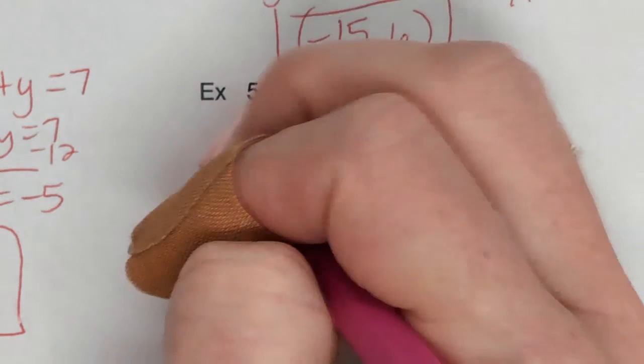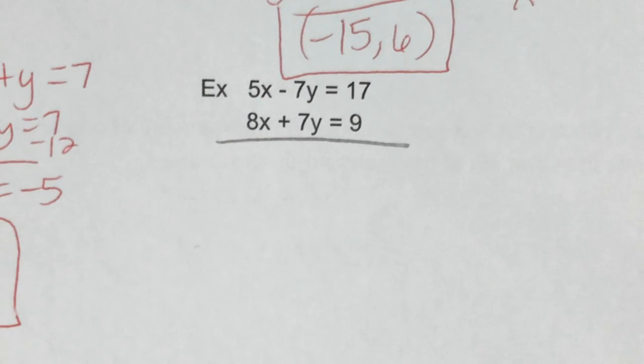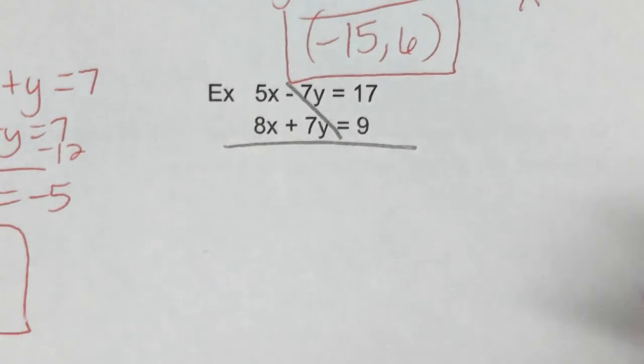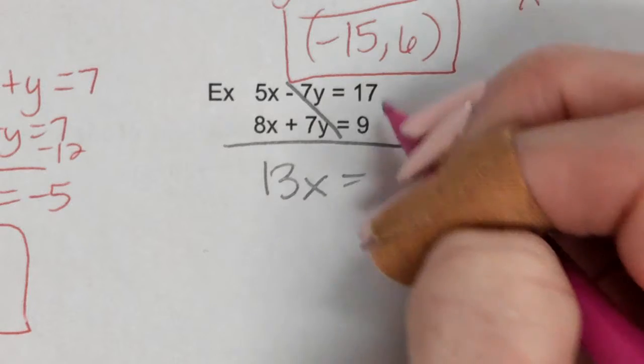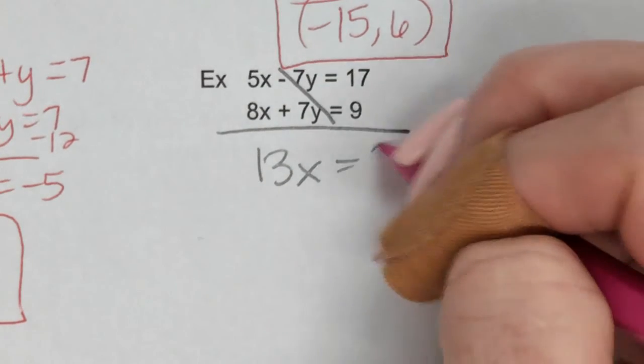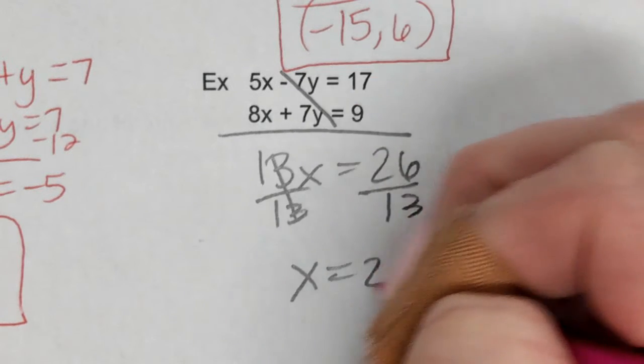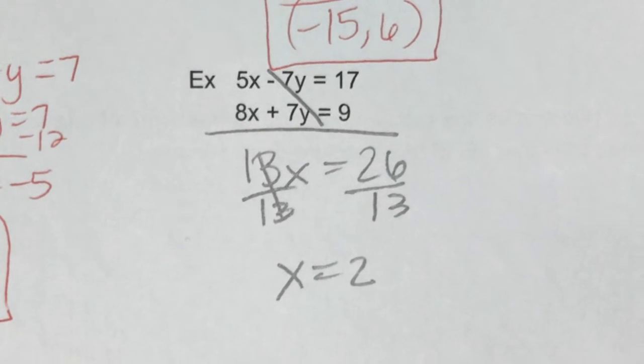What could cancel out in this one? The 7y. Yeah, you don't have to change anything. So 8 plus 5 is 13x. 17 plus 9 is? And divide by 13 and you get 2. Plug 2 back in for x.